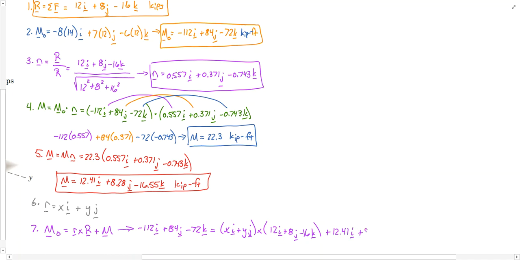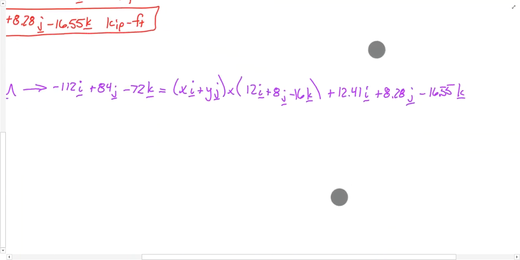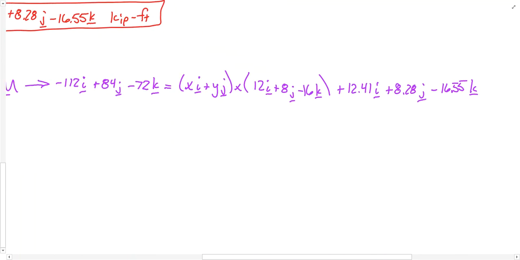12.41i plus 8.28j and minus 16.55k. So again, just copy everything down at first. Don't try to do too much. All right, so let's focus on this equation now. Let me clean that up just slightly.